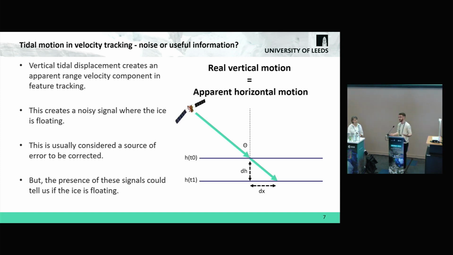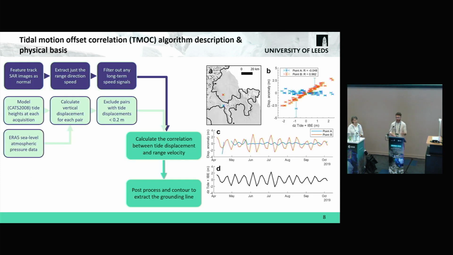So if we take a time series approach, we can have a little algorithm which I'll describe here. We feature track our SAR data, we extract the range component, and then we get a time series of tide height corrected for atmospheric pressure. We create a time series of expected vertical displacements where the viewing geometry is fixed for a SAR frame over time. The range direction error signal is just a linear function of the tide height, so you don't need to do any more calculations. You can just look at the cross correlation between those two. And that's illustrated by these figures here.